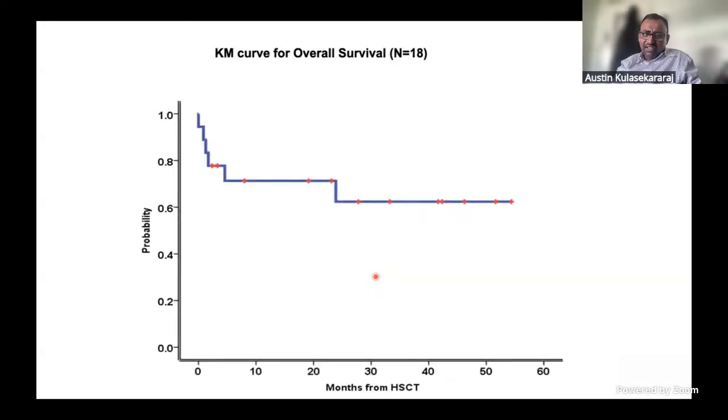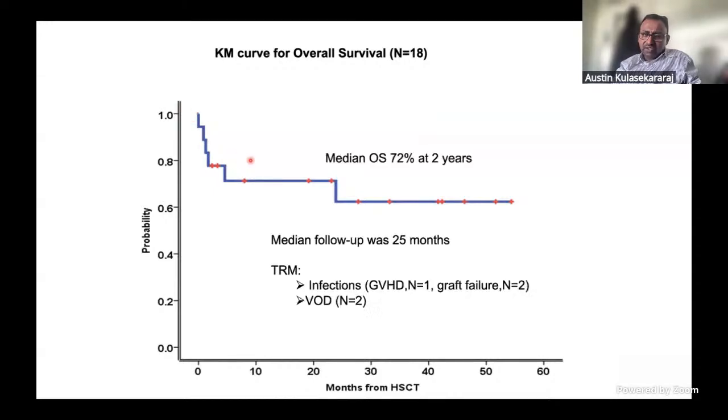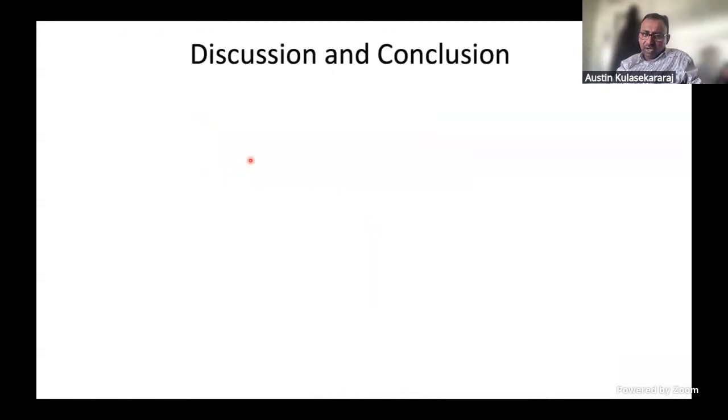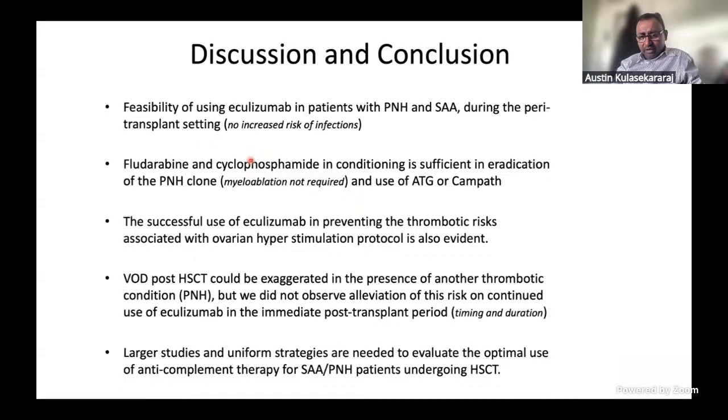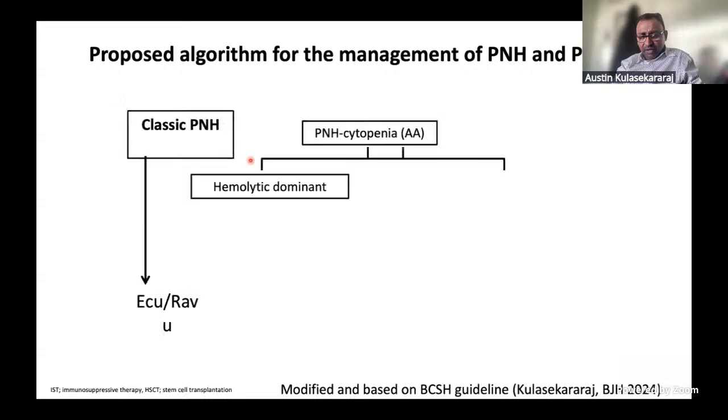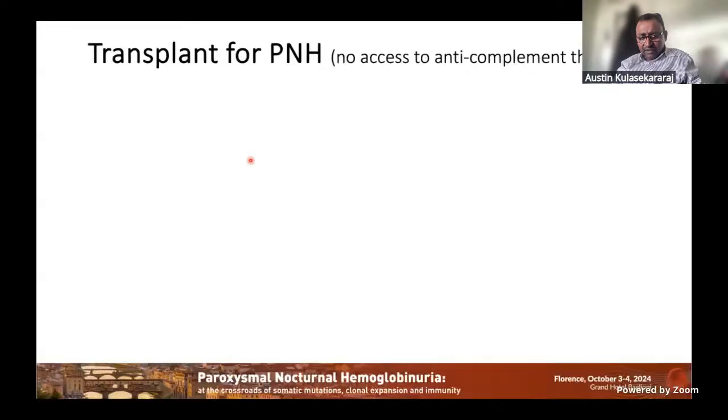complications, because this is what the overall survival looks like in these 18 patients who had PNH, had eculizumab or ravulizumab, and then they progressed to aplastic anemia. Some of the complications were related to infections, graft failure, but also, we know, occlusive disease as well. So there is a possibility of doing transplantation in this setting as well, but the complications need to be looked at in this context.